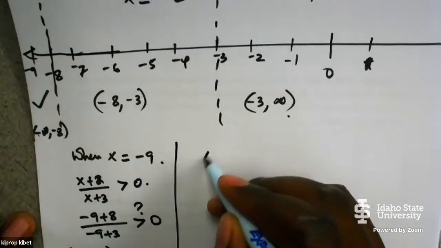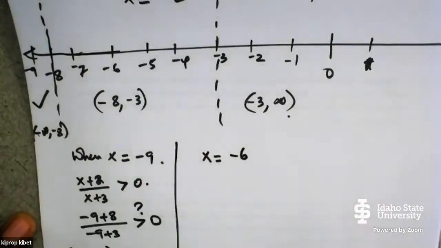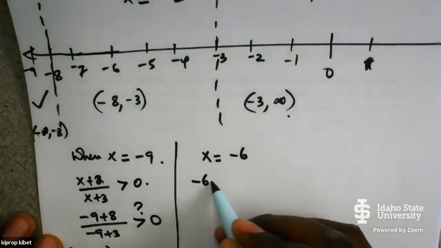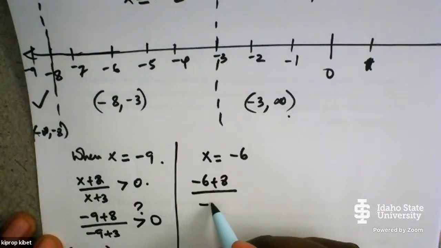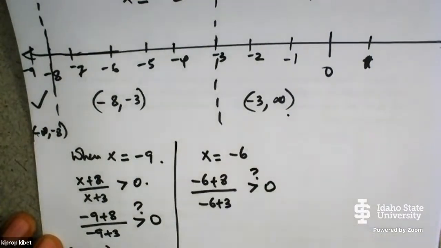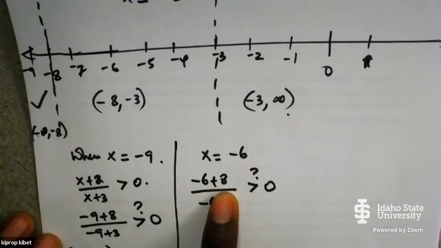Now, let's take x equals, we can take anything, let's say minus 6. When x is minus 6, we have minus 6 plus 8 all over minus 6 plus 3. Is this one greater than 0? No. So minus 6 plus 8 is what? 2, right?